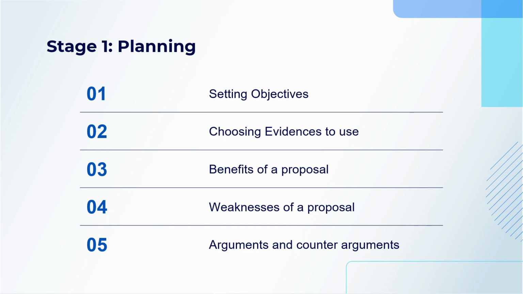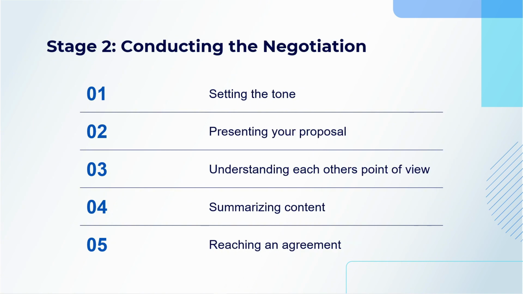4. Weaknesses of a proposal, which is identifying potential drawbacks or challenges that may arise from the proposal. 5. Arguments and counter-arguments. This is basically planning ahead of time for possible arguments that may arise and finding the right responses to each. The second stage is conducting the negotiation.